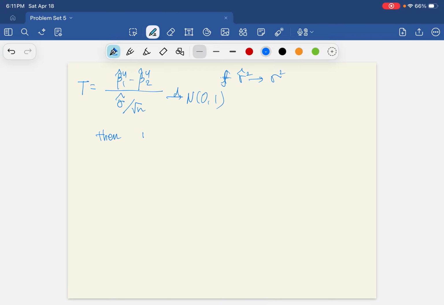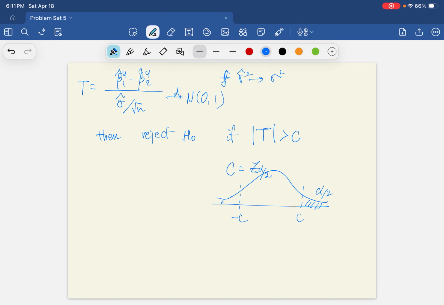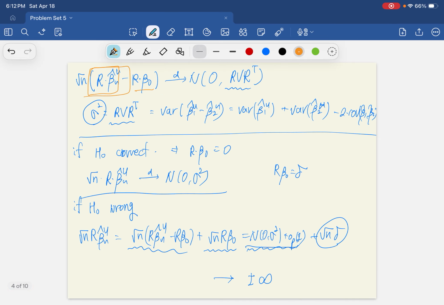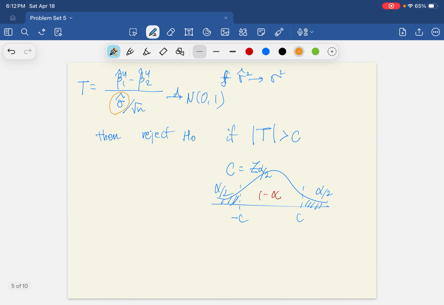Then you can choose to reject the null hypothesis if the absolute value of the test statistic is greater than C, where C is the normal distribution alpha over 2 critical value. So in the normal distribution, you use minus C and C, so that this probability is alpha over 2, this probability is alpha over 2, and the middle probability is 1 minus alpha. You have seen this many times. The only remaining question is how you can calculate sigma hat, and we have to guarantee sigma hat is consistent.